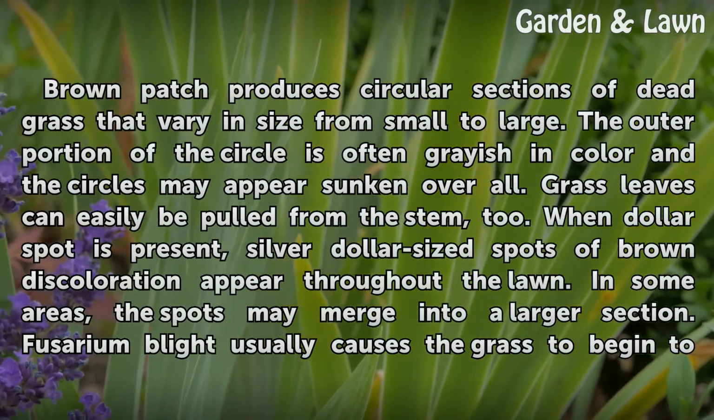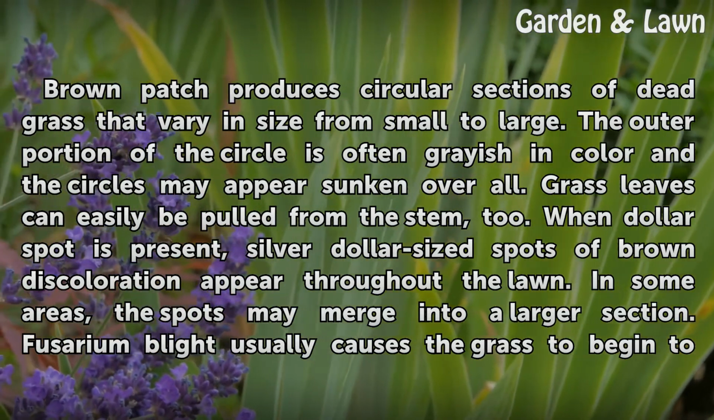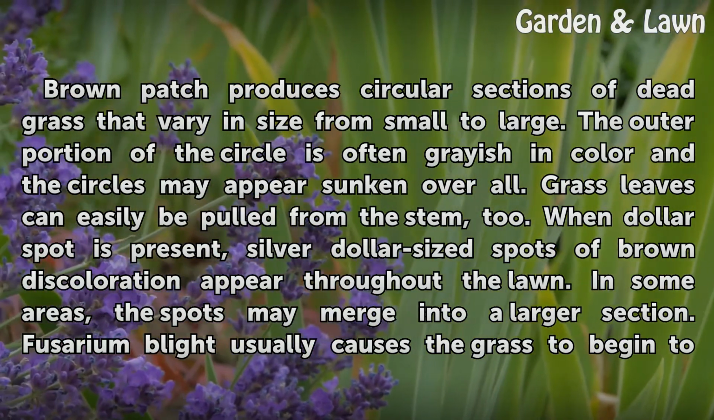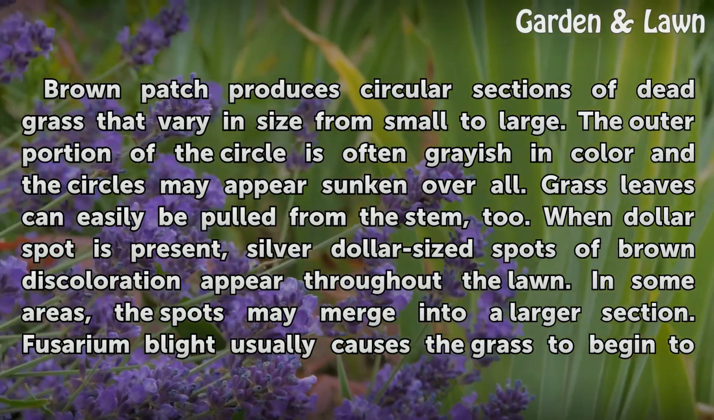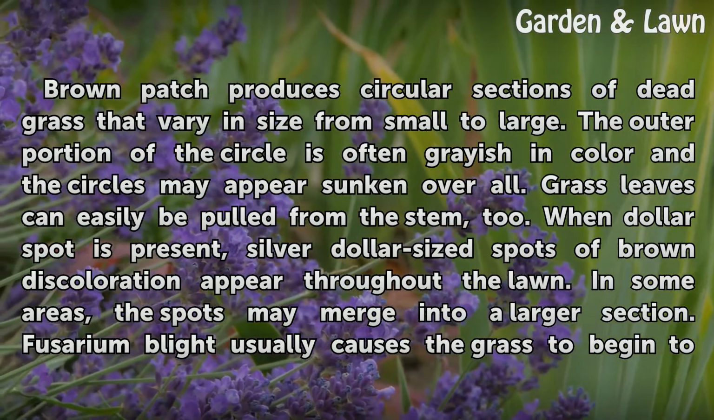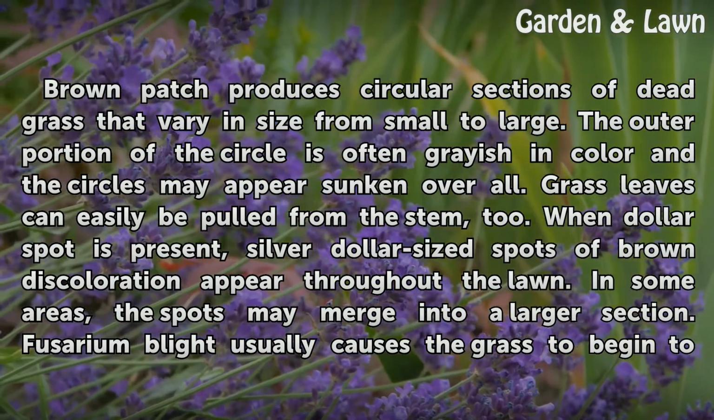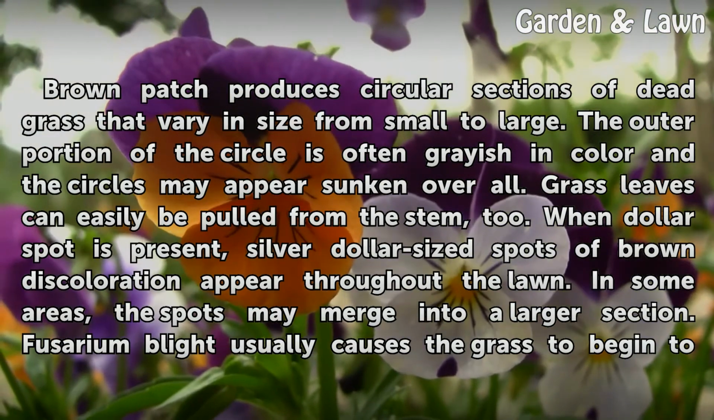Brown patch produces circular sections of dead grass that vary in size from small to large. The outer portion of the circle is often grayish in color, and the circles may appear sunken overall. Grass leaves can easily be pulled from the stem, too. When dollar spot is present, silver dollar-sized spots of brown discoloration appear throughout the lawn. In some areas, the spots may merge into a larger section.